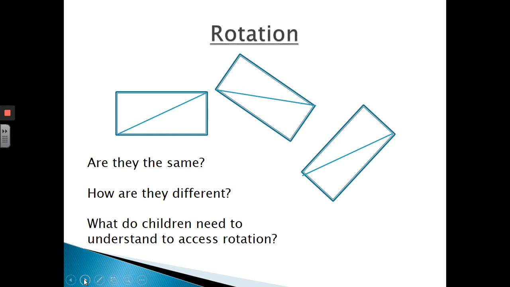As well as translation, as a transformation, there is rotation. So have a think about these. Are they the same? How are they different? And what do you think children need to understand in order to access rotation?